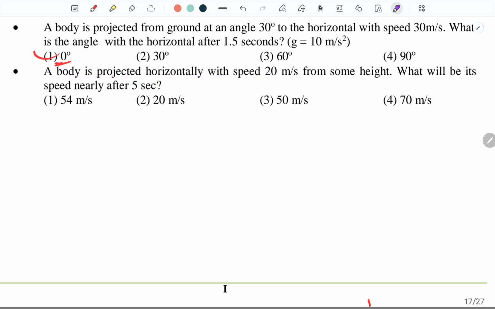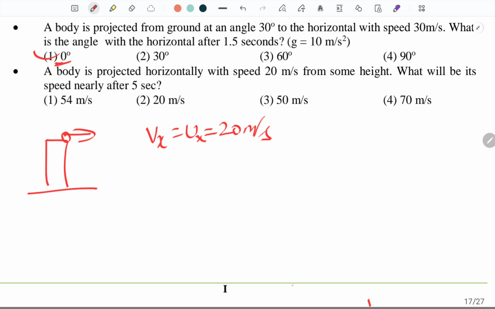What will be its speed nearly after 5 seconds? Projected horizontally means the body is projected this way. So the body is projected horizontally, meaning no vertical component, with a speed 20 meters per second. I can take Vx or u equal to 20 meters per second. Vx or ux, or u, you can say either. Why am I saying ux or u? Because total velocity is horizontal, which is ux. Total velocity is u.